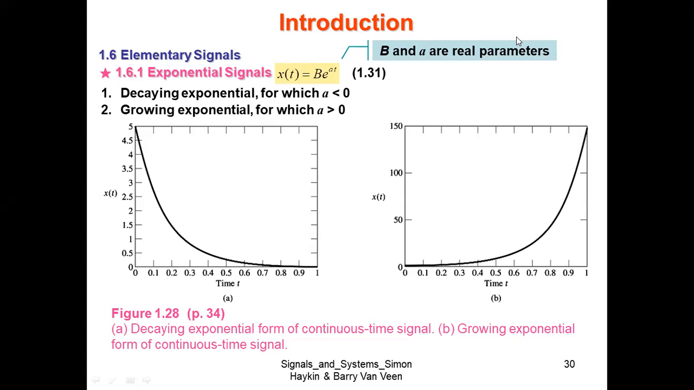The first type of elementary signal that we are going to study is the exponential signal. Here is an example. A typical template of an exponential signal looks something like this: x of t equal to b into e to the power at. That's an exponential signal. What is this b, by the way? b is the value at t equal to 0.